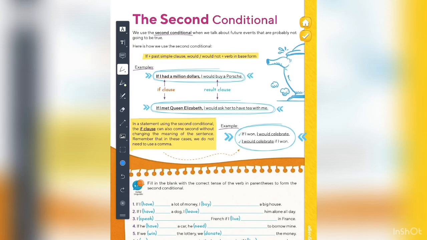Next example: if I met Queen Elizabeth, comma, I would ask her to have tea with me. Okay, if clause, separated by a comma, and result clause. You see, if and would. Take a good look at that would, because it's going to help you with the exercises down below.